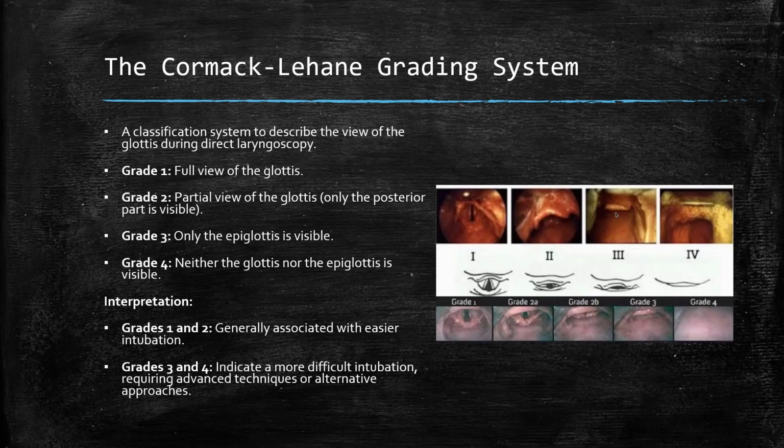Grade 4. This is the toughest situation. Neither the glottis nor the epiglottis is visible, just the soft palate or tongue base. Intubation becomes very difficult, often requiring alternative methods like fiber optic intubation or, in extreme cases, a surgical airway.